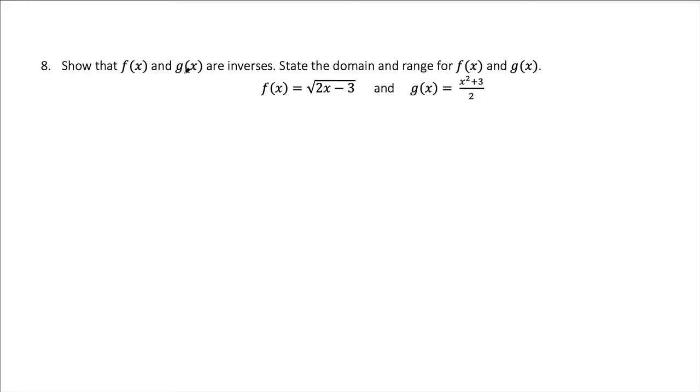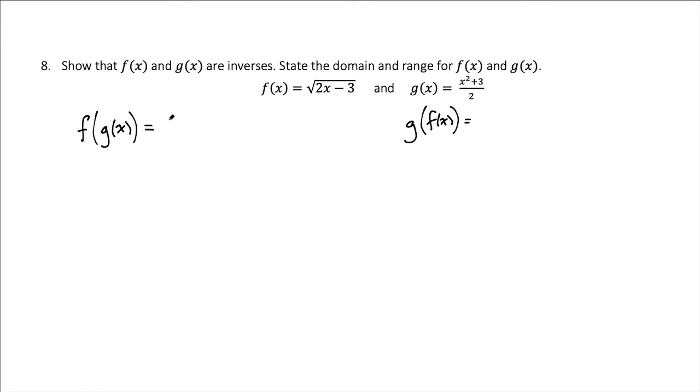First, to show that f and g are inverses, we need to use our inverse function property, which states that the composition of a function with its inverse should be the identity function. In other words, it should equal x after you plug one function into the other. So we need to look at two compositions: f of g of x, and g of f of x. And both of them should end up being x.